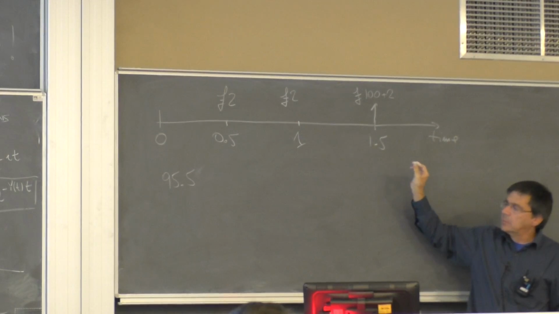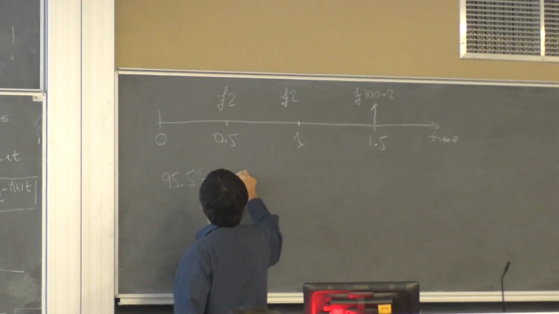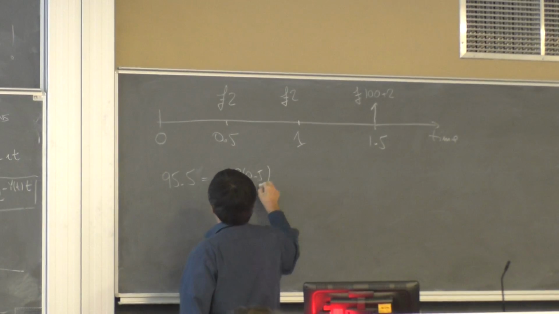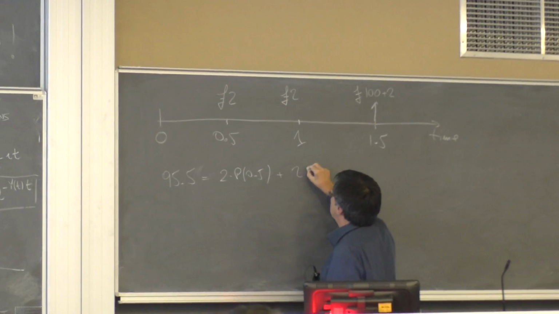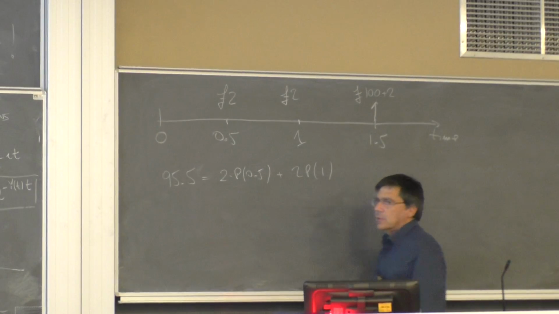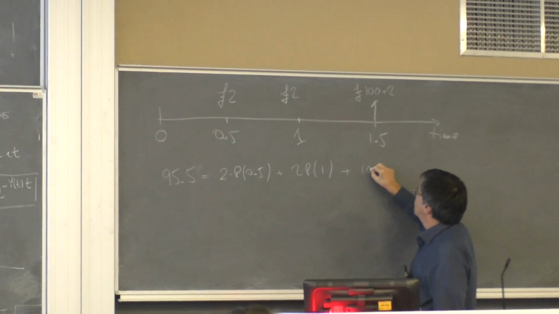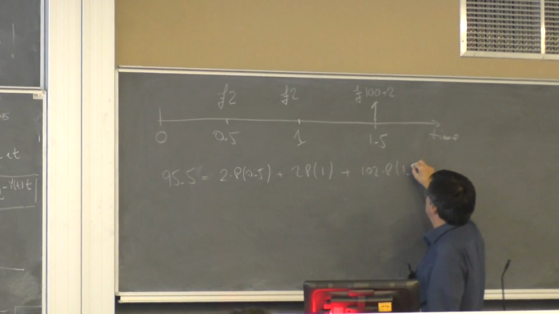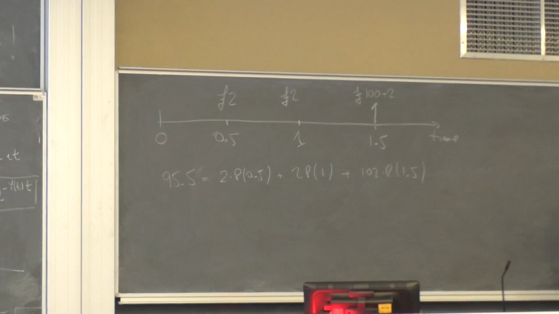So let's write down what people are willing to pay now to get these payments in the future. Well, it's £2 times P of 0.5, because this is what people pay now to get £2 in half a year, plus £2 times P of 1, because this is how much people are willing to pay for this payment in the future, plus 102 times P of 1.5. Right? Do you see where this is coming from? Is this making sense?